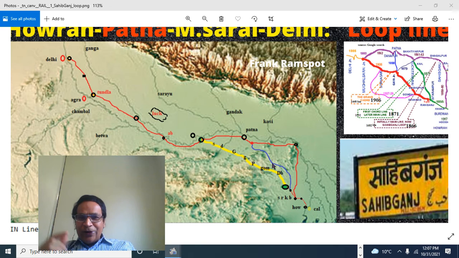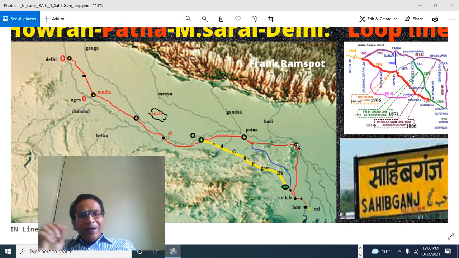When the chord line, the shortest line, was built, this became a loop line, because this is the loop. Loop line means here it is Khana, and you take a diversion or a loop, go to Sahibganj, go to Bhagalpur, go to Munger and join Lakhisarai and continue to Patna like that. Now this is a loop. It has a significance. It serves the traffic there, it serves the passengers there, it has a role. But this is a loop line now. This is the chord line, the shortest line. When there is more than one line, this concept comes: the main line and the chord line. This is the chord line and this is the loop line.